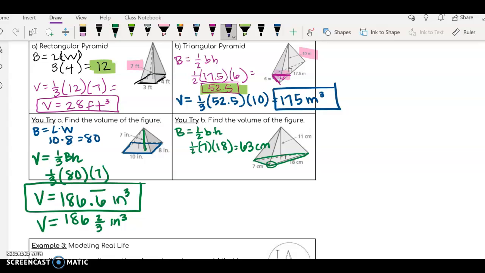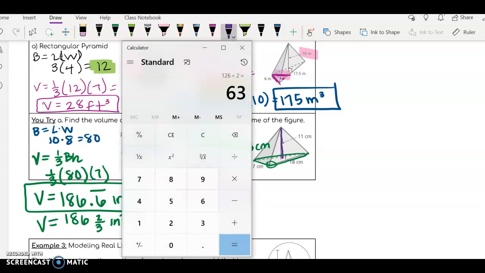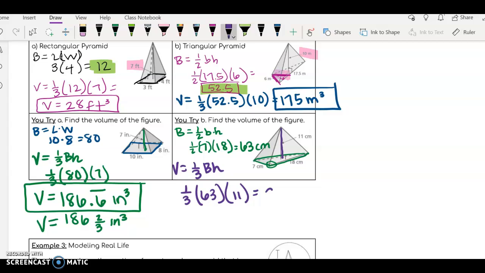Then I'm going to plug that into my volume, which is 1/3 the area of the base times the height. So 1/3 times 63 times my height of the whole thing, which is 11. So 63 times 11, divide by 3. And I get 231 centimeters cubed.